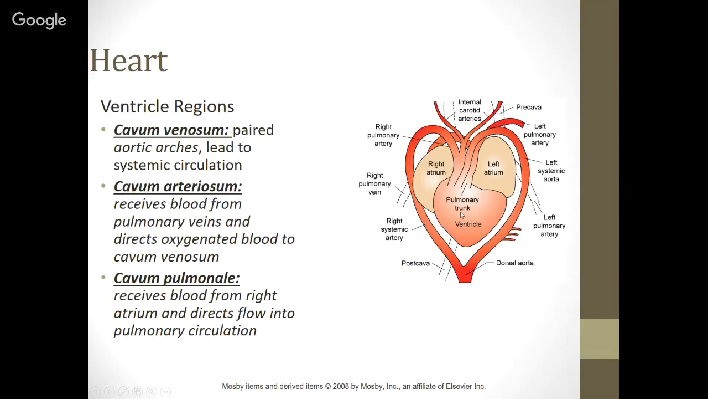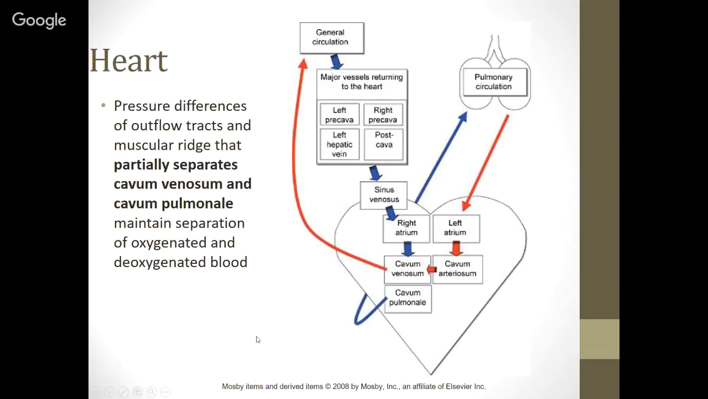Ventricle regions, there's the cavum venosum, which is where the paired aortic arches come out, leading to systemic circulation. There's the cavum arteriosum, which receives blood from the pulmonary veins and directs the oxygenated blood into the cavum venosum. And we have the cavum pulmonale, which receives blood from the right atrium and directs flow into the pulmonary circulation. So a lot of mixing of bloods. Can shunt past the lungs if necessary if the animal is not using its lungs at the time.